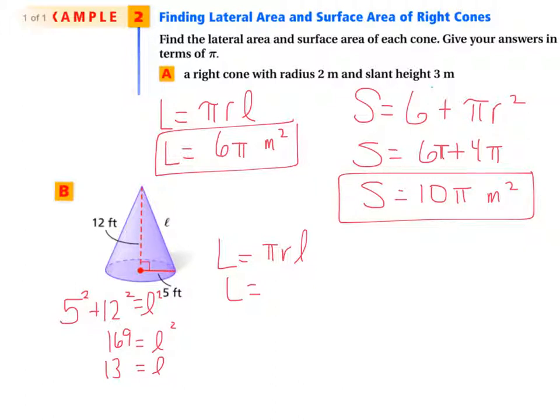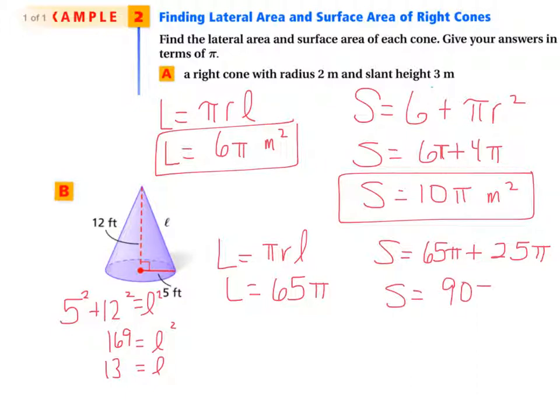So we take pi times 13 times 5. If we left this in terms of pi, you're going to get 65 pi as the lateral area. Now the surface area is the lateral area added to the area of the base. Well, that's easy. It's a circle. So we have 25 pi. And our answer would be 65 pi plus 25 pi, which would be 90 pi feet squared.